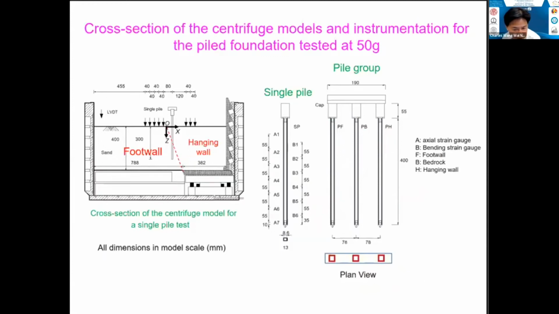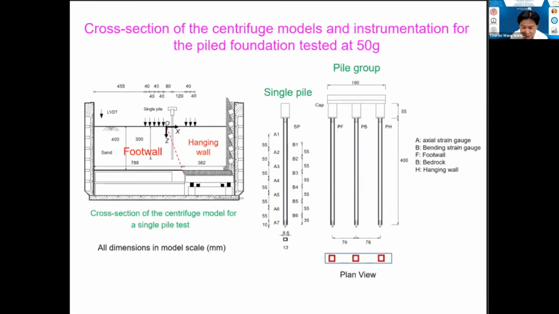For simplicity, we use dry Toyoura sand in all the tests. Obviously, we work on the effective stress principle, so it doesn't matter whether it is saturated or dry. We just work on the effective stress principle, and that's why we can simplify the problem without worrying about the pore pressure here. Of course, our objective is not to study how the pore pressure dissipates in our experiment. That was not the objective.